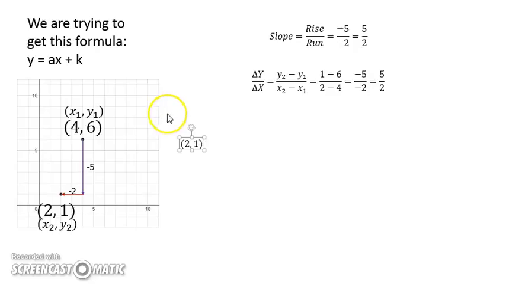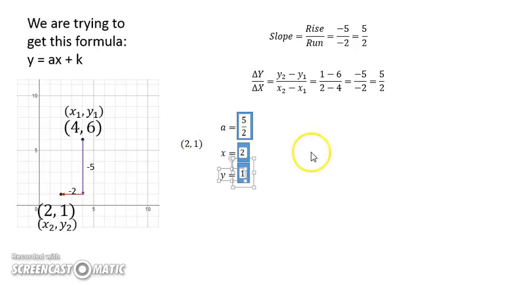So now what we need to do is select one of the points, and you can select either point, but I've selected 2, 1 because this point needs to be on the line. Again, we have that our slope here is 5/2, which we found here above. Now, based on this coordinate, this 2, 1, see that our x is a 2 value, and our y is a 1 value.